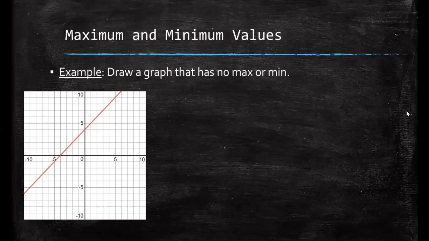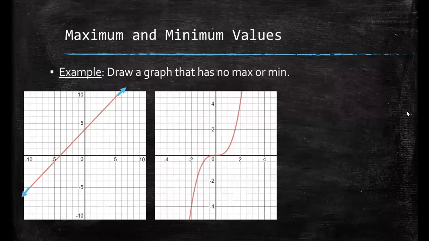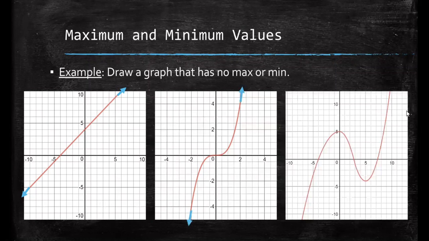Another example could be something that kind of curves in the middle, and that's okay. It could curve even more in the middle, and it would still go up and down forever, right? So we can have even more variation there in the middle, and as long as the graph goes up and down forever, it has no maximum or minimum value.